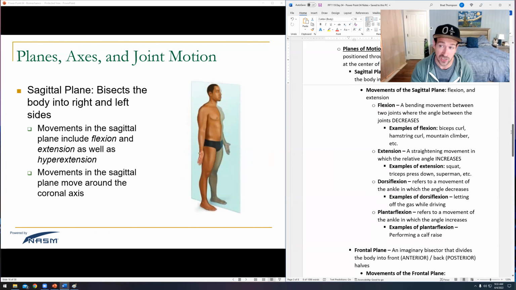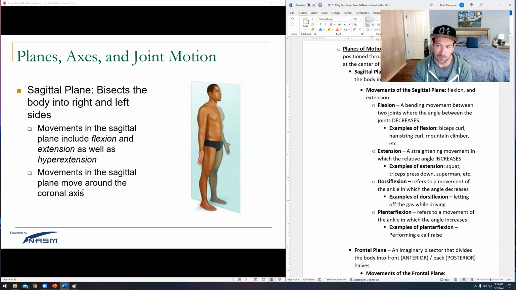You've got flexion and you've got extension. These are opposites of one another. If you've got flexion, you know it's in the sagittal plane. If you've got extension, you know it's in the sagittal plane. Those are the only places these movements exist.